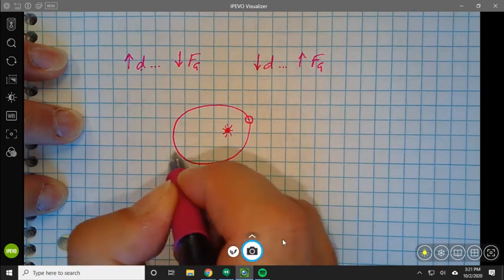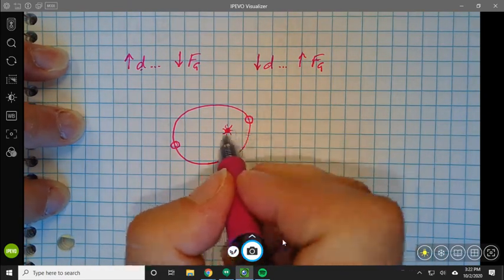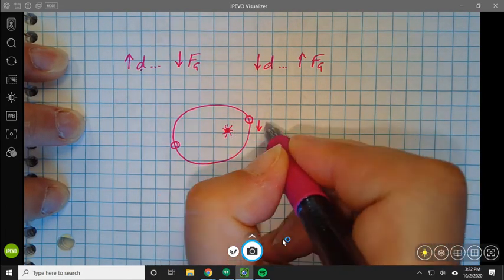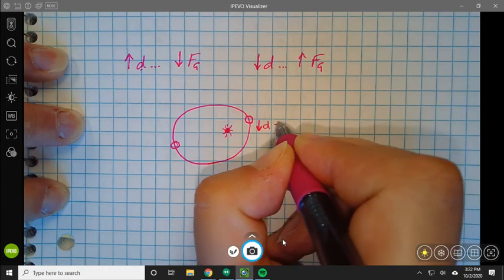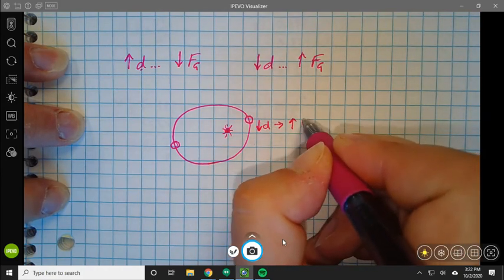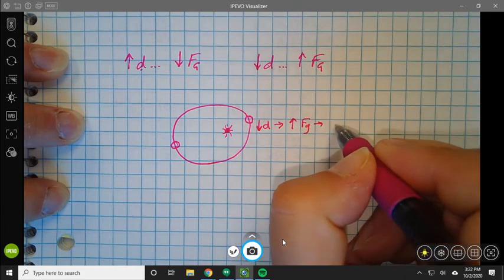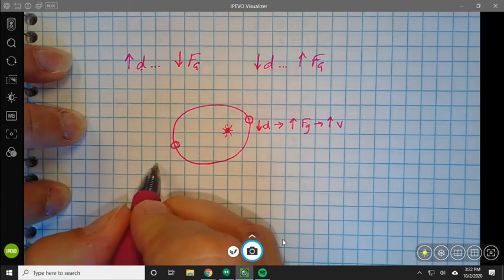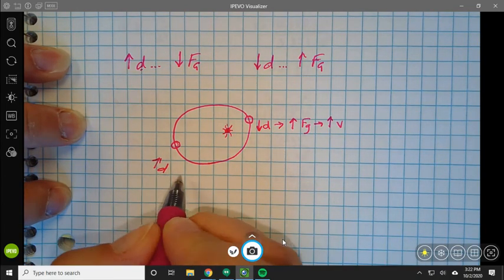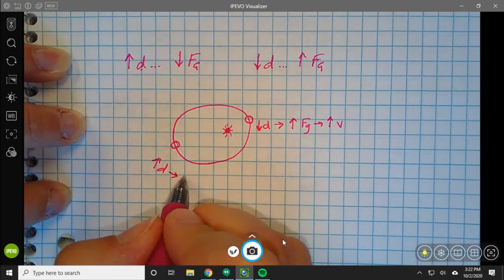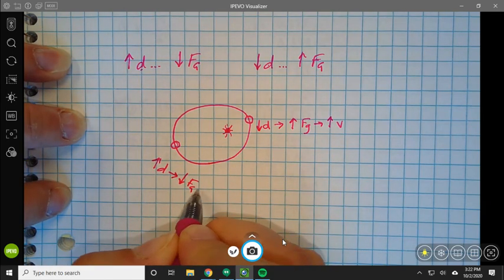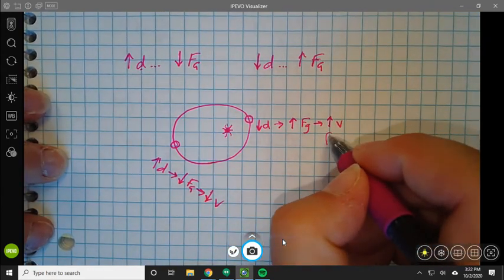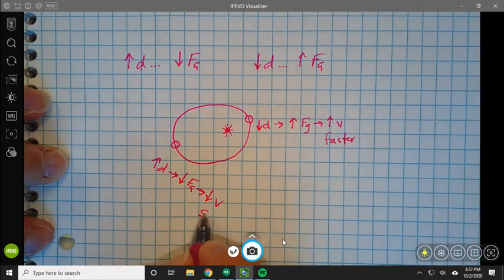We've got our planet here versus our planet here, and there's our sun. Here we have a smaller distance, which is going to result in a larger force of gravity, which is going to result in an increased velocity. It's going to go faster. Here we have an increased distance, which is going to give us a decreased force of gravity, which is going to result in a decreased velocity. It's going to go slower. So this is faster. This is slower.